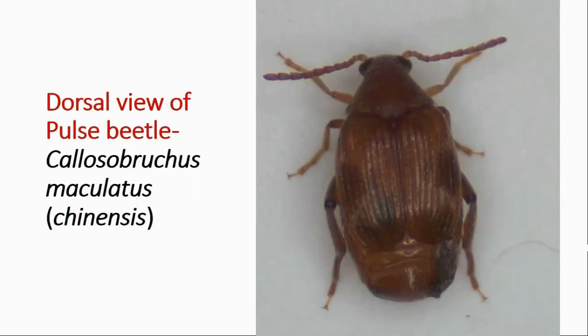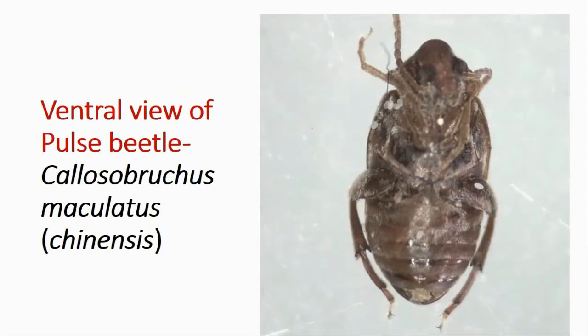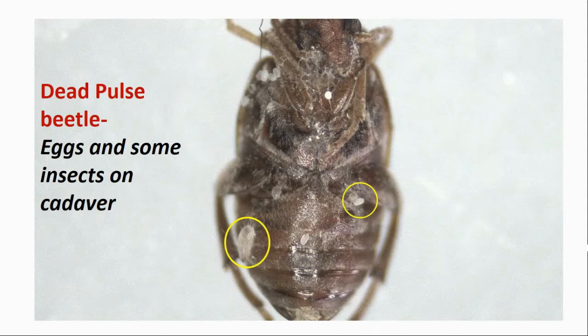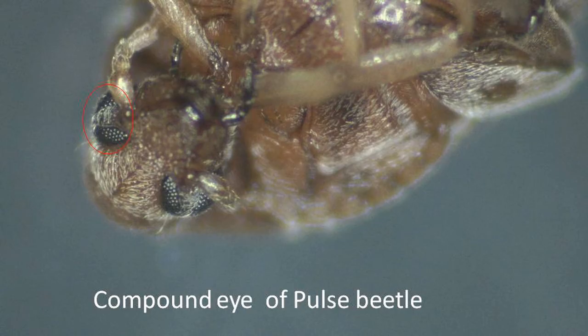This is the dorsal view of pulse beetle, Calosobruchus maculatus or chinensis. It was dead and found in black gram. This is the ventral view of pulse beetle. This beetle was dead for some time, hence some small crawling insects and eggs were found on its body, which I have circled. I was not able to identify them still. Compound eye of pulse beetle.